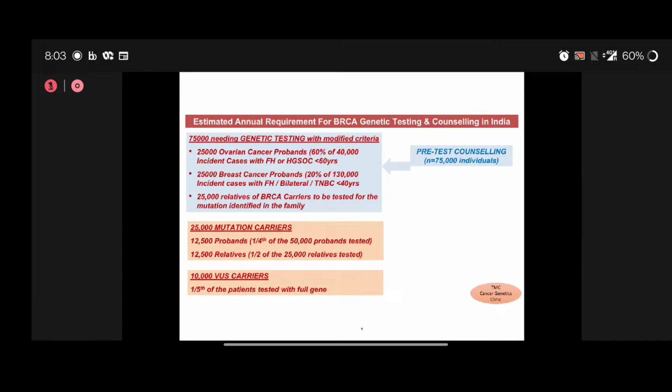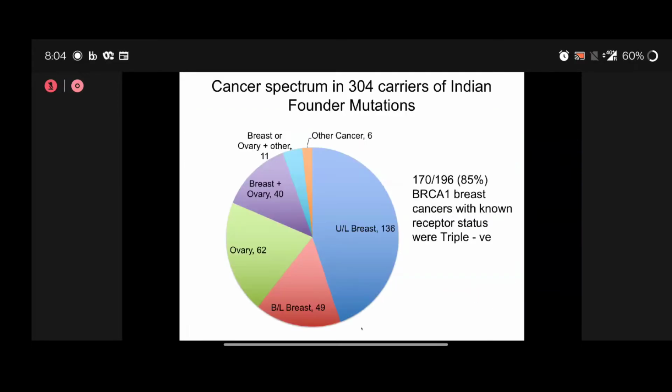I'm just showing this, not to make you nervous, but this is the estimated annual requirement for BRCA genetic testing and counseling in India. If you look at the number of cases with breast and ovarian cancer, the age at presentation and the type of histologies, you require 75,000 individuals for pre-test counseling and 40,000 individuals for post-test counseling. So who will do this? At least as doctors, the main aspects you should know are the frequently asked questions and how to deal with them.